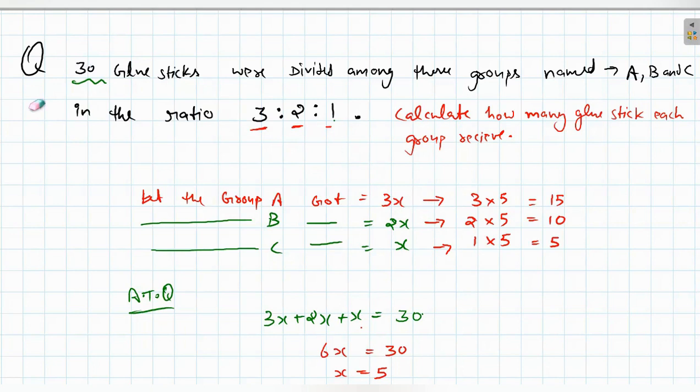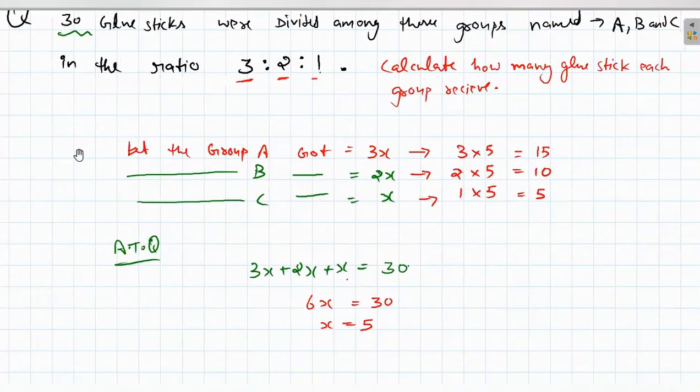Yeah, clear. So A is getting 10. Yeah, it's 15. Okay, good. 15, 10, and 5. Okay, perfect. Let's continue.